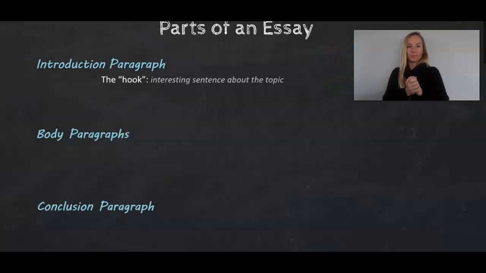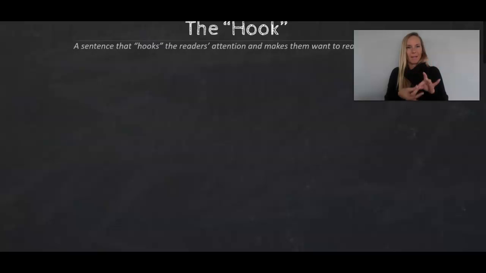The hook is an interesting sentence about the topic, and it's our first sentence in the essay. The topic is the thing or person you're writing about. We call the first sentence of an essay the hook because this sentence hooks or catches the reader's attention and makes them want to read more of your essay. There are many types of hooks, but I'm going to tell you about 5 hooks that I think are the easiest types to write, and I'm going to give you an example of each one.